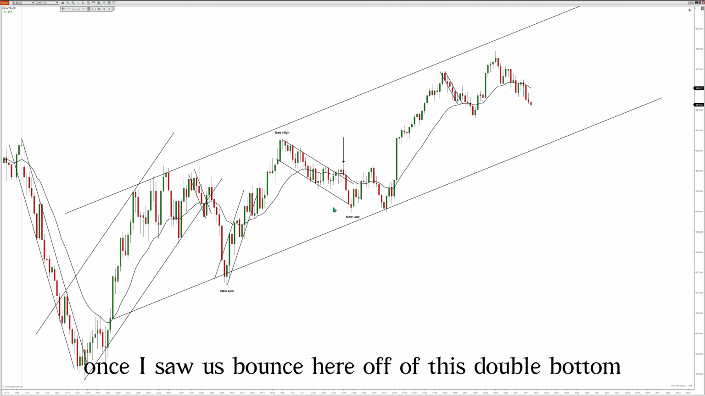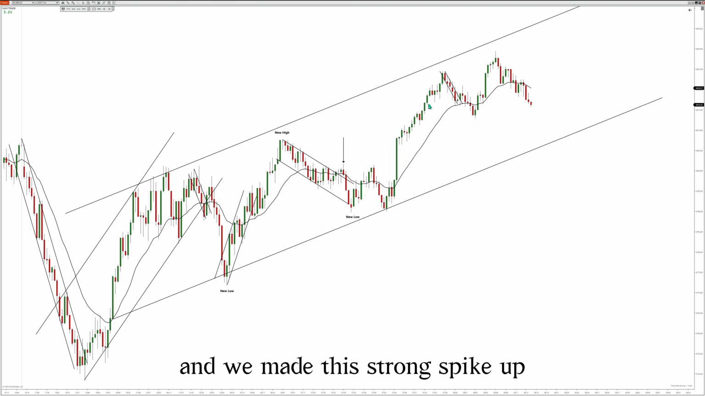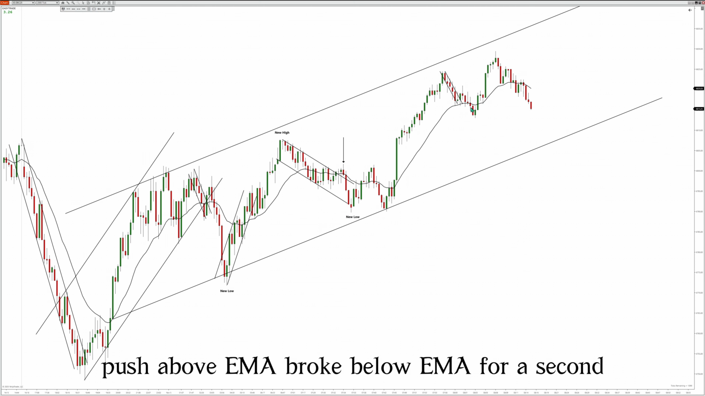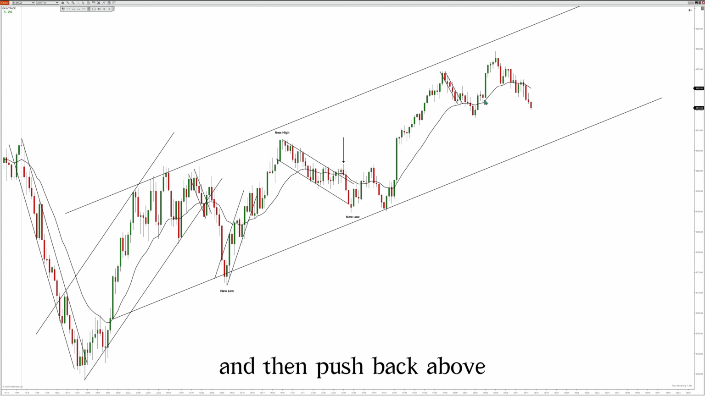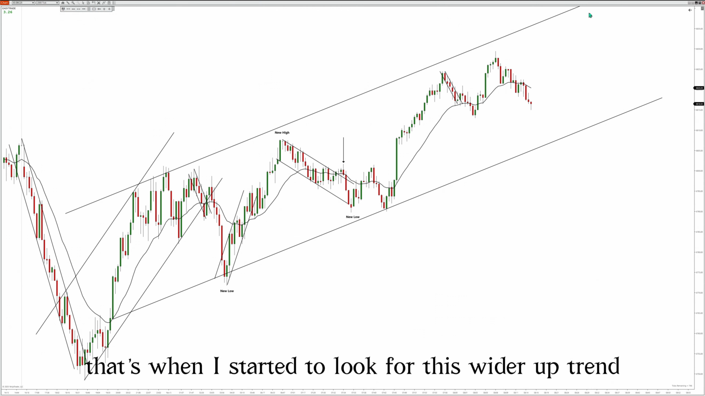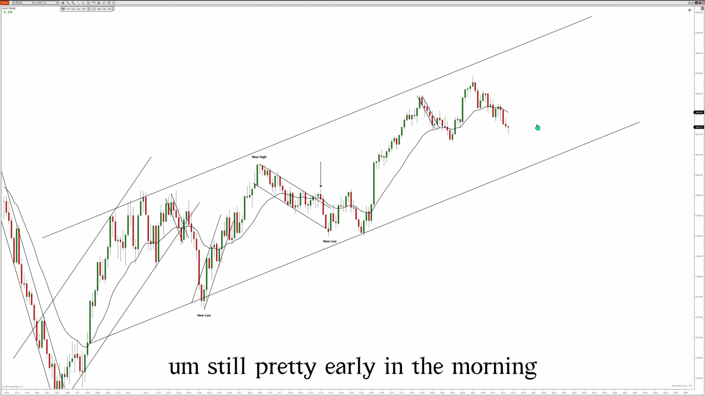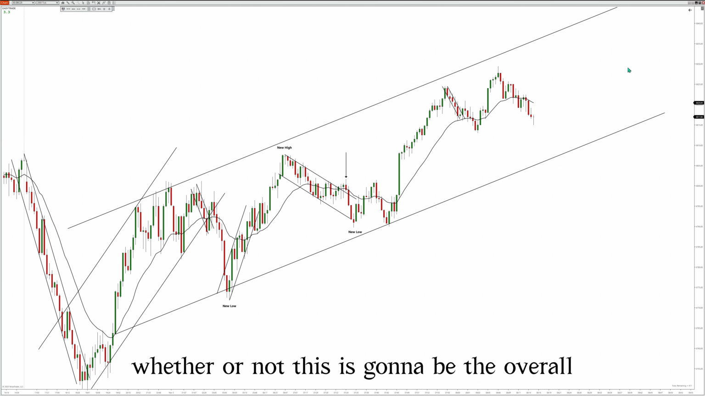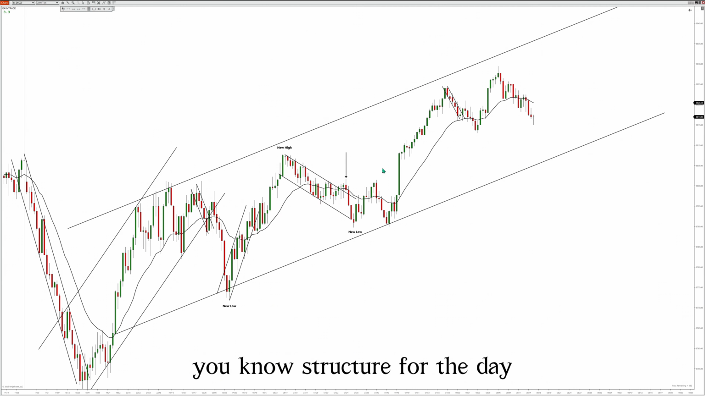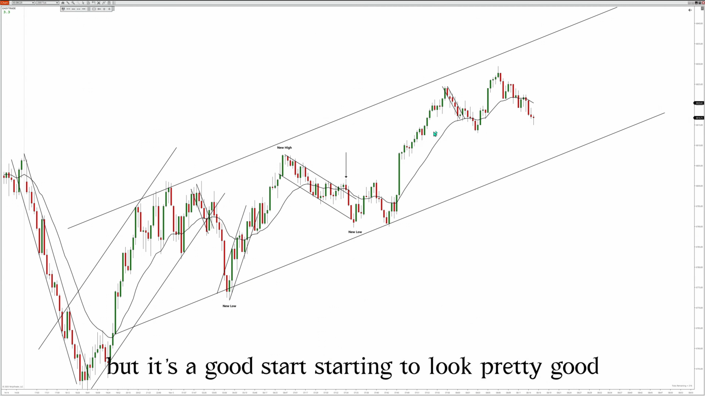Once I saw us bounce here off of this double bottom and we made this strong spike up, push above EMA, broke below EMA for a second and then pushed back above, that's when I started to look for this wider uptrend. It's looking pretty decent. Still pretty early in the morning to determine whether or not this is going to be the overall structure for the day. But it's a good start. It's starting to look pretty good.